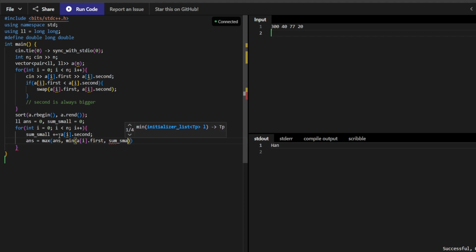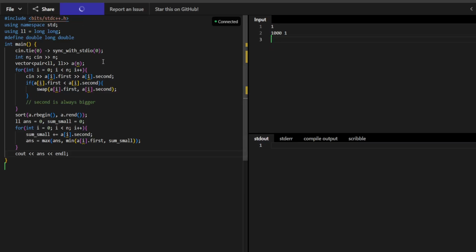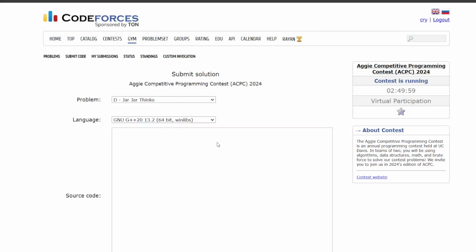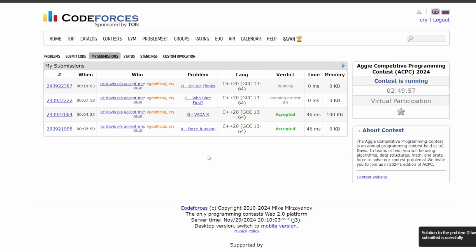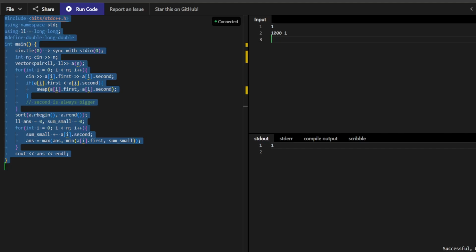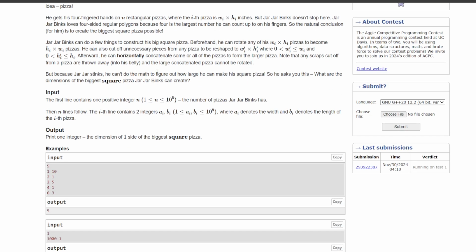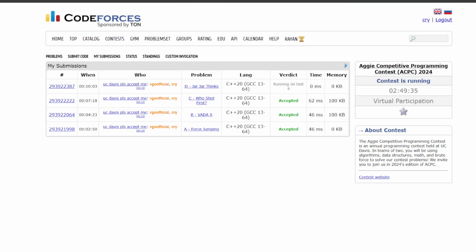Alright, E is just more brute force. Yo, I might have fake solved this. Yeah, I have no idea if this is right. C is still running. How many tests do they need for C? Yeah, they need 100 test cases. Alright, I can do E real quick. It's just brute force. Okay, C is accepted.